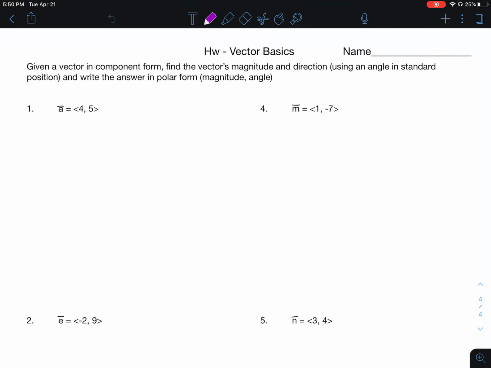Homework here for our vectors. Given a vector in component form, find the vector's magnitude and direction, and write it in polar form, which is the magnitude followed by the angle.